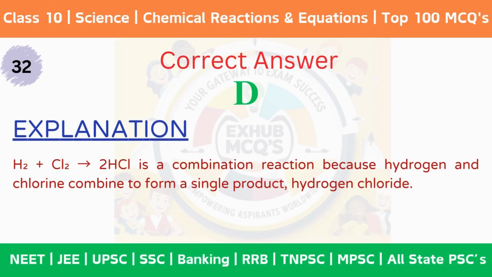The correct answer is option D, hydrogen and chlorine combining to form hydrogen chloride. Explanation. The combination of hydrogen and chlorine is a combination reaction, not a decomposition reaction. Decomposition reactions involve the breakdown of compounds into simpler substances.